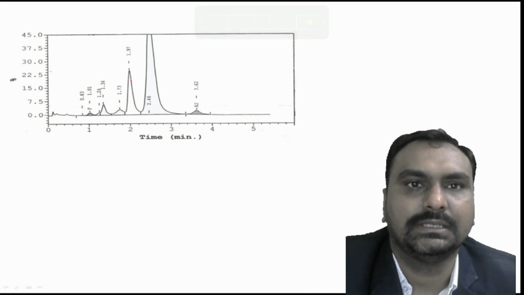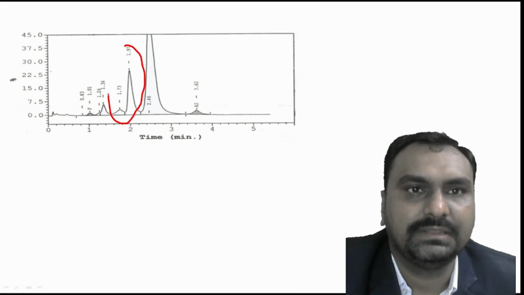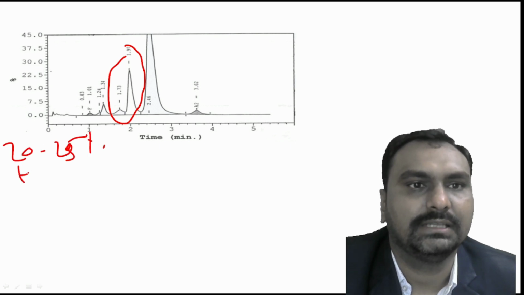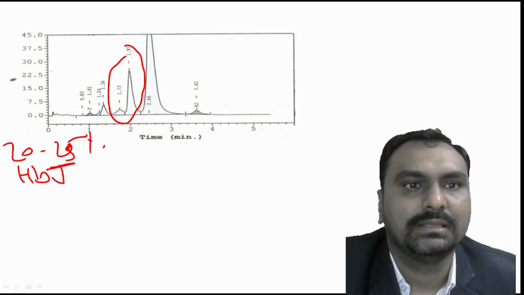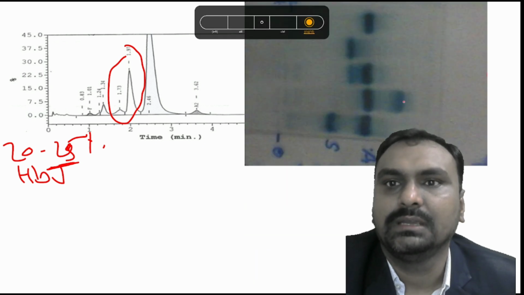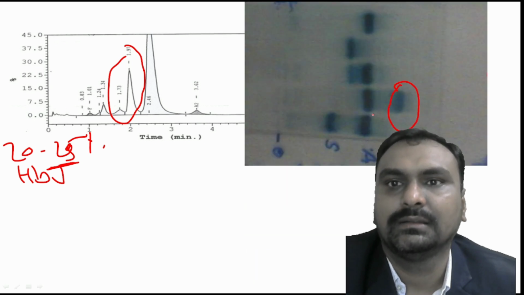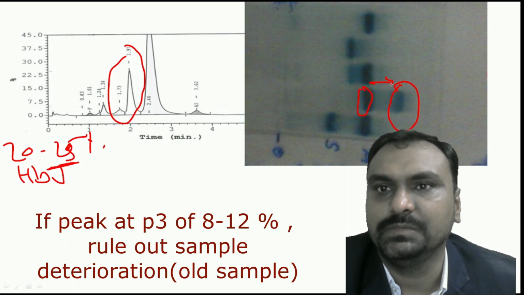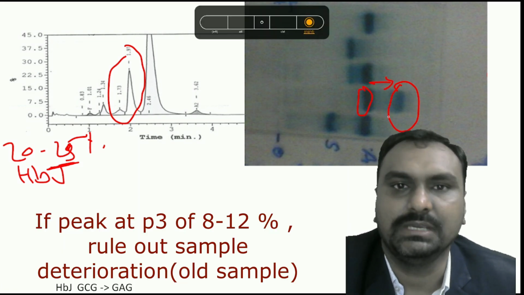Here you can see this chromatogram. At the P3 region, there is a peak which is around 20 to 25%. That is suggestive of a fast moving hemoglobin, that is HbJ. In electrophoresis you can see it has moved faster than HbA. This is HbA, so HbJ moves faster than HbA.